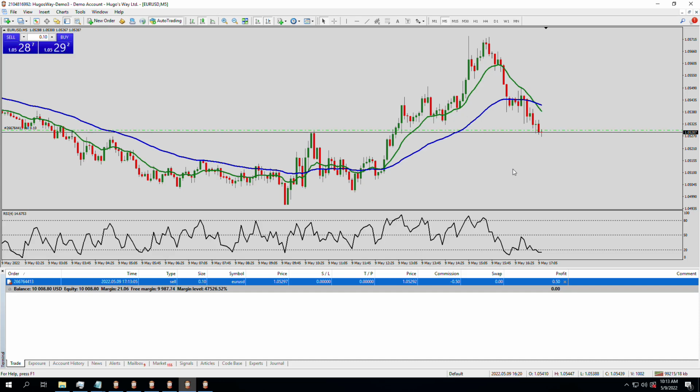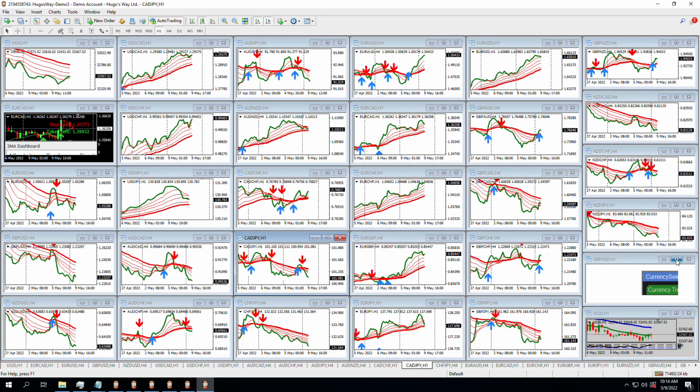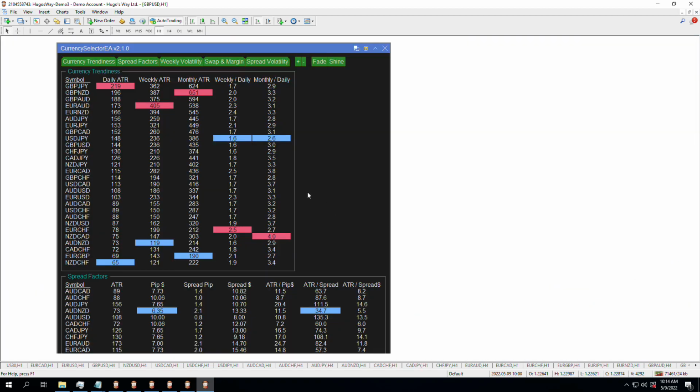How much do we expect this currency pair, EURUSD, to move on a daily basis? Here I am on my analysis setup. Let's take a look at EURUSD in terms of daily average true range. And here it is, just below the center at about 103 pips per day.